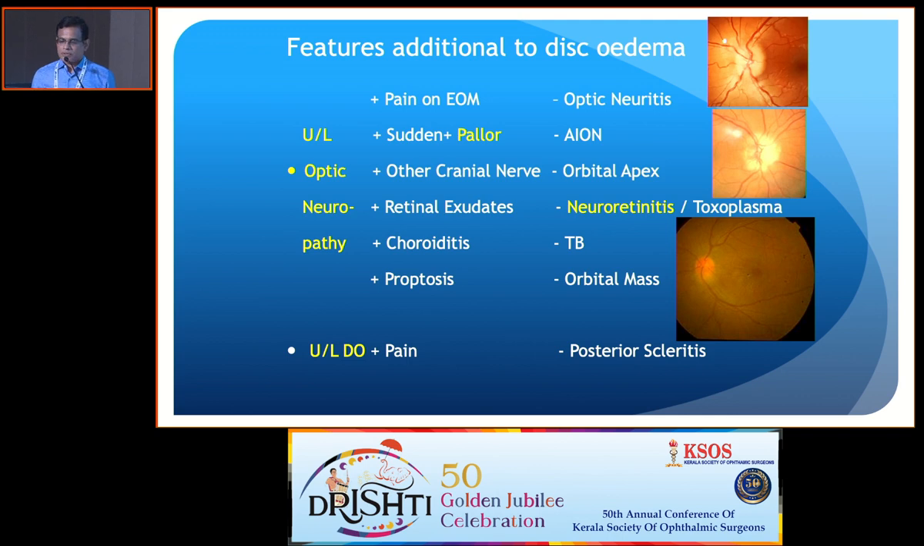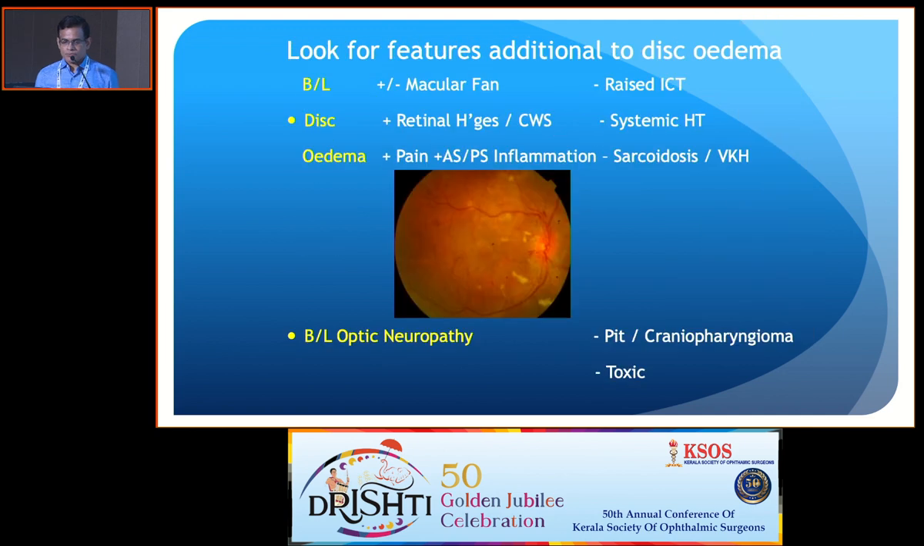If the other cranial nerves are involved, you're thinking of orbital apex lesion. If there's retinal exudation, like the photograph I've shown here on the bottom right, you can see there's retinal exudation, you're thinking neuroretinitis. If there's choroiditis, you're thinking tuberculosis. If there's proptosis, you're thinking an orbital mass. So these additional features, once you've seen the disc edema, look for the additional features, and that will give you important clues.